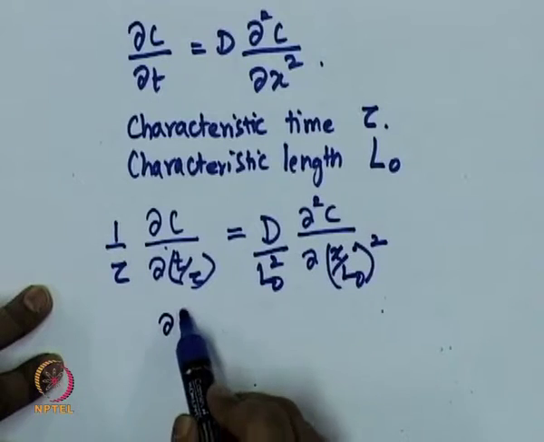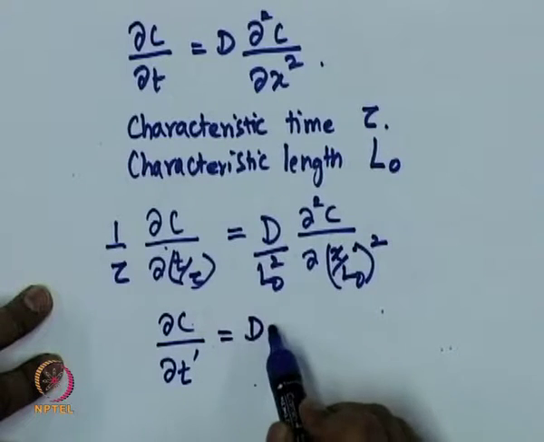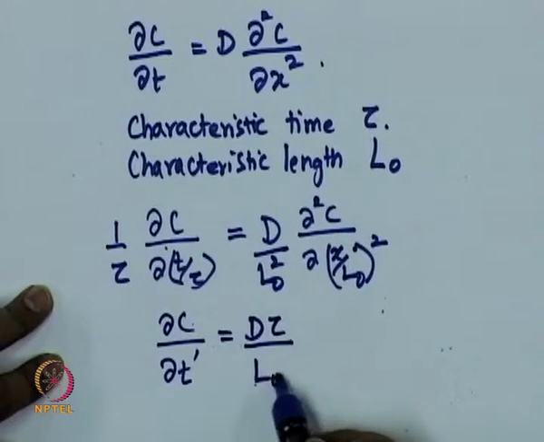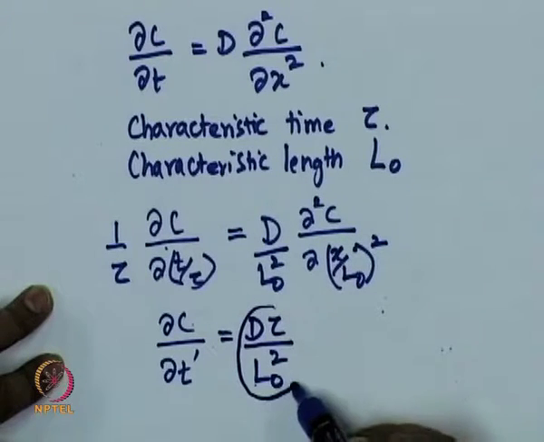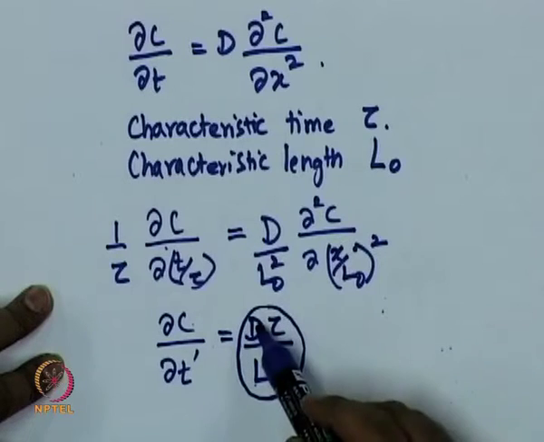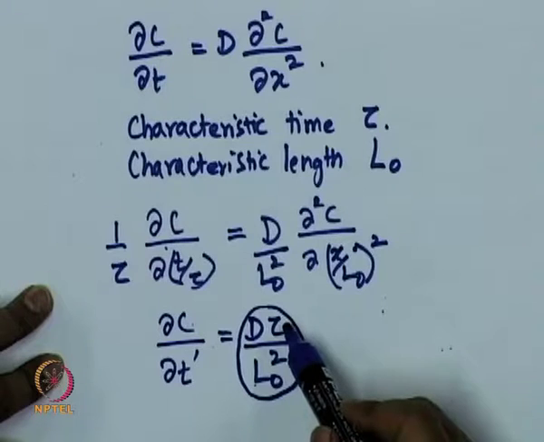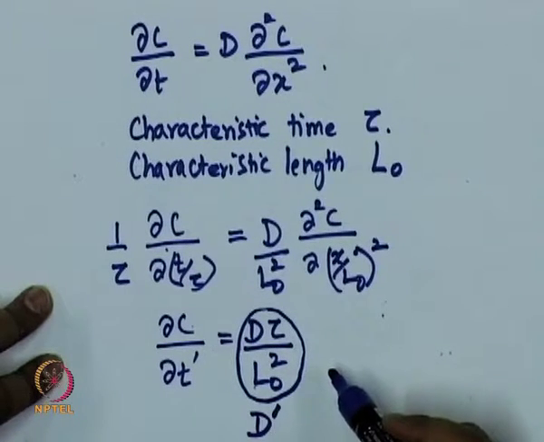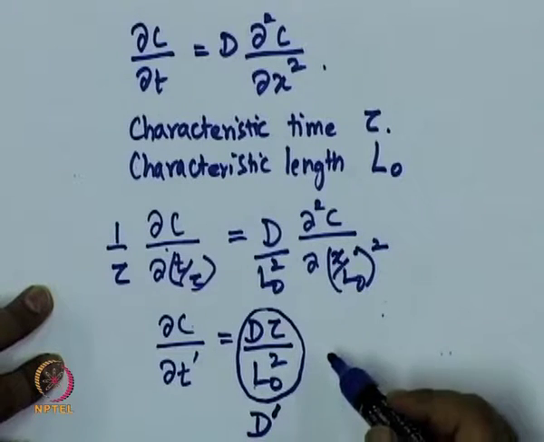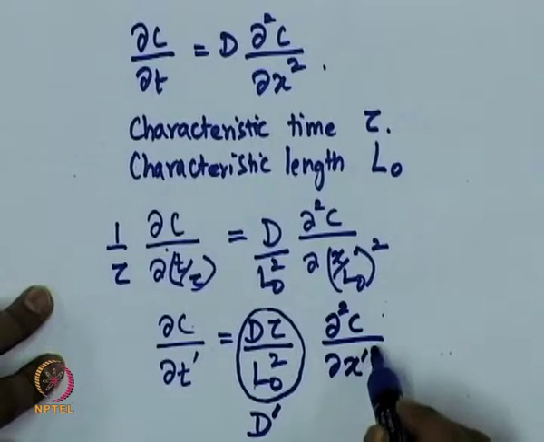So, you will have dou c by dou t prime, the primed quantities are non-dimensional, is equal to D tau by L naught squared. Notice that this quantity also now got non-dimensionalized, because D is meter squared per second, L naught squared will have meter squared, tau will have second. So, everything will cancel. So, you will have a D prime to indicate that this is non-dimensional diffusivity, that will be dou squared c by dou x prime squared.